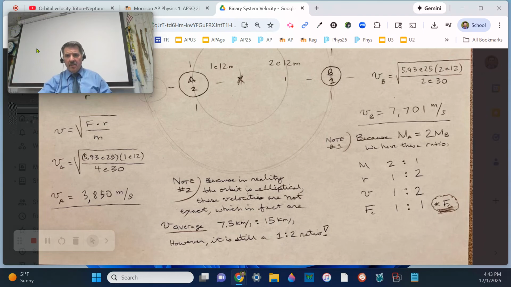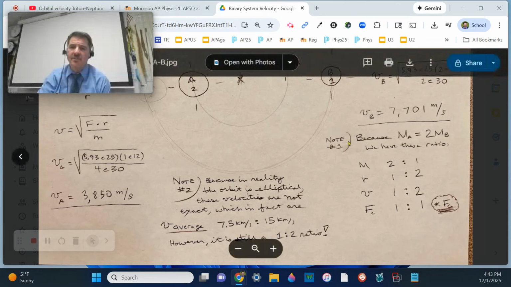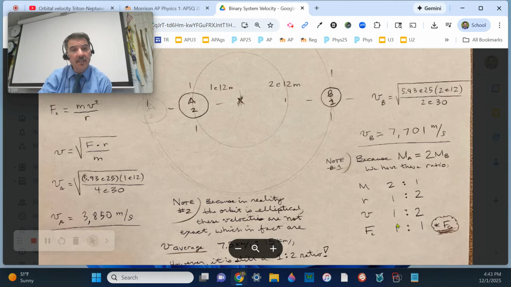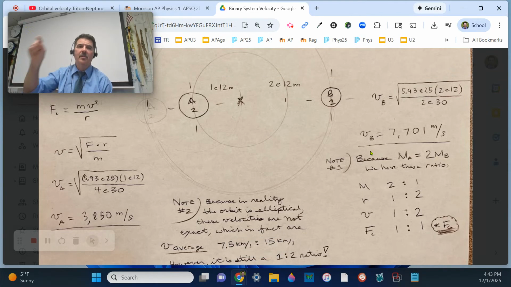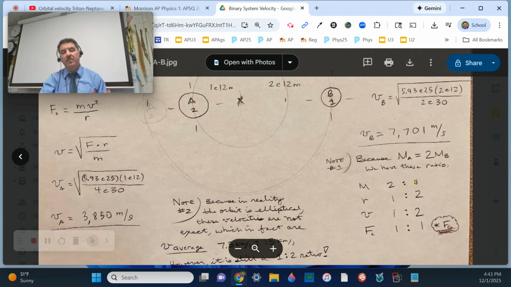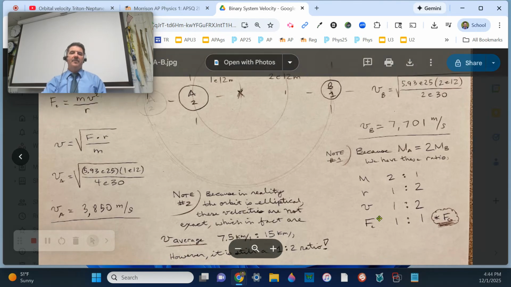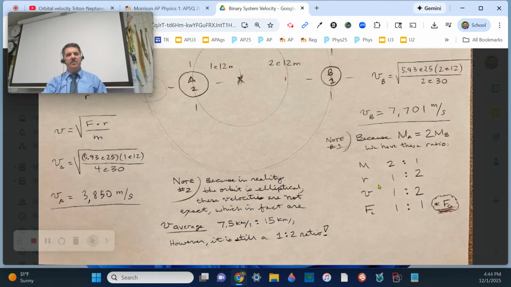When we do this, because this mass is twice as big in this binary system, we get these real simple ratios here. The mass is 2-to-1. The radius is 1-to-2. The velocity is also 1-to-2. Remember, the smaller one has to go faster in order to make the bigger circle in exactly the same time as the larger one. And the forces are the same. The reason the forces are the same is because the force of gravity between them is the actual force pulling them together.